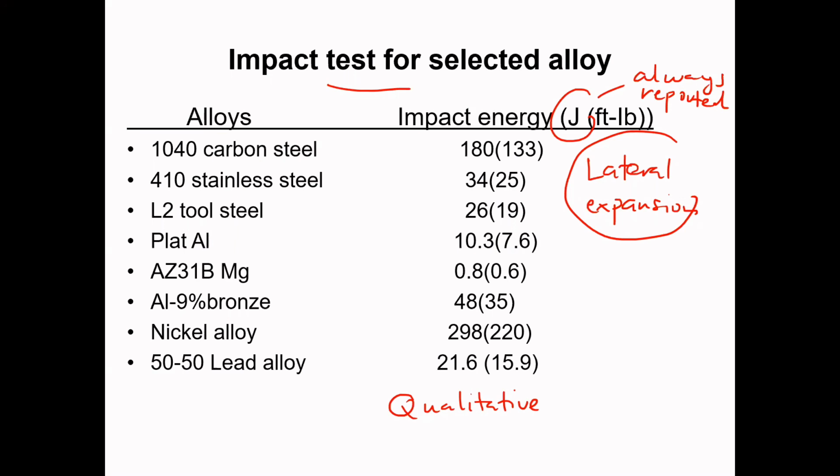So what does it mean by lateral expansion? Lateral expansion is a measure of the ductility of the specimen. When a ductile metal is broken, the test piece deforms before breaking, and material is squeezed out on the side of the compression phase. And the amount by which the specimen deforms in this way is measured and expressed as millimeters of lateral expansion.